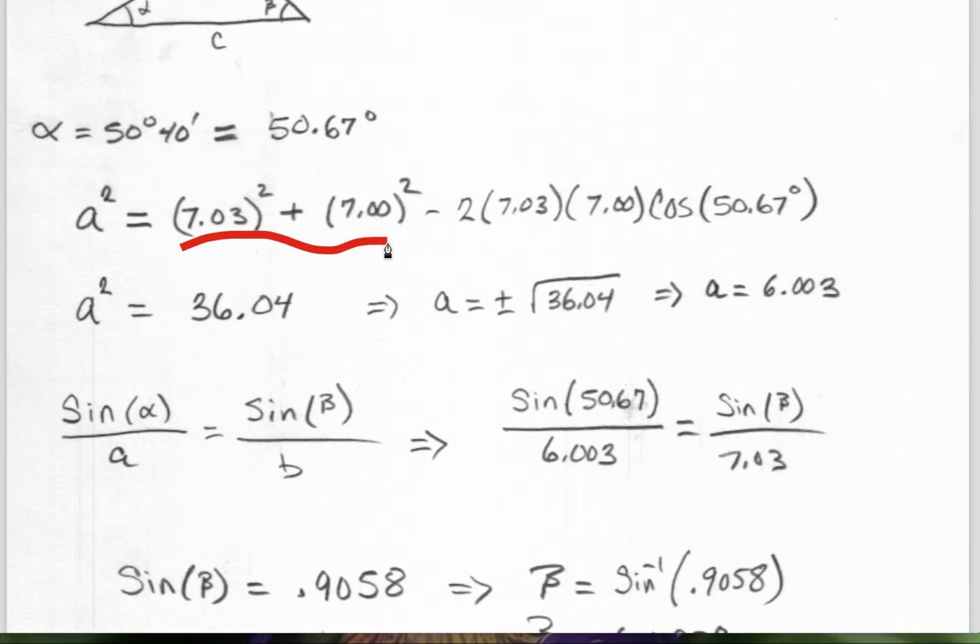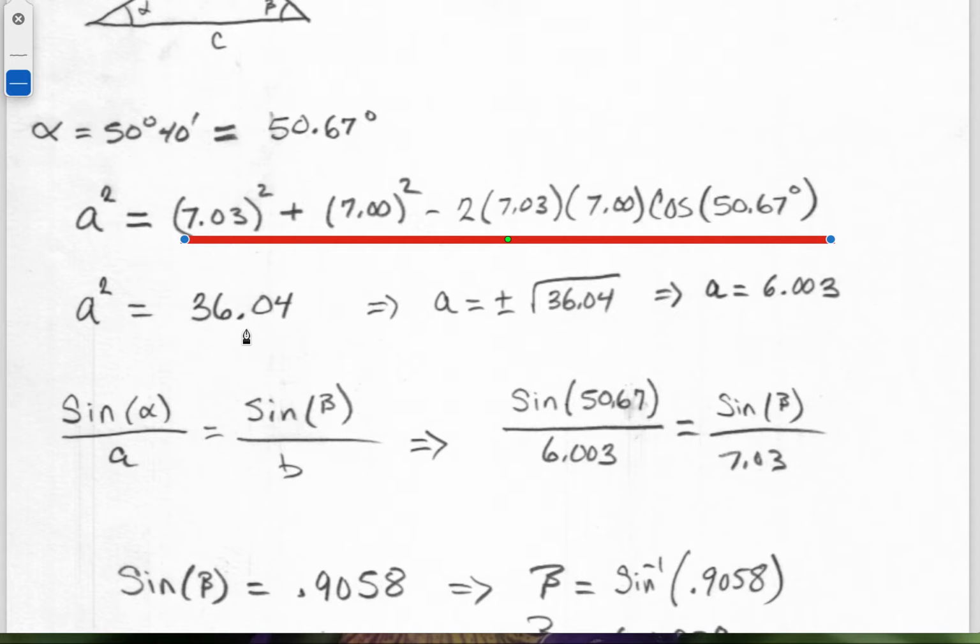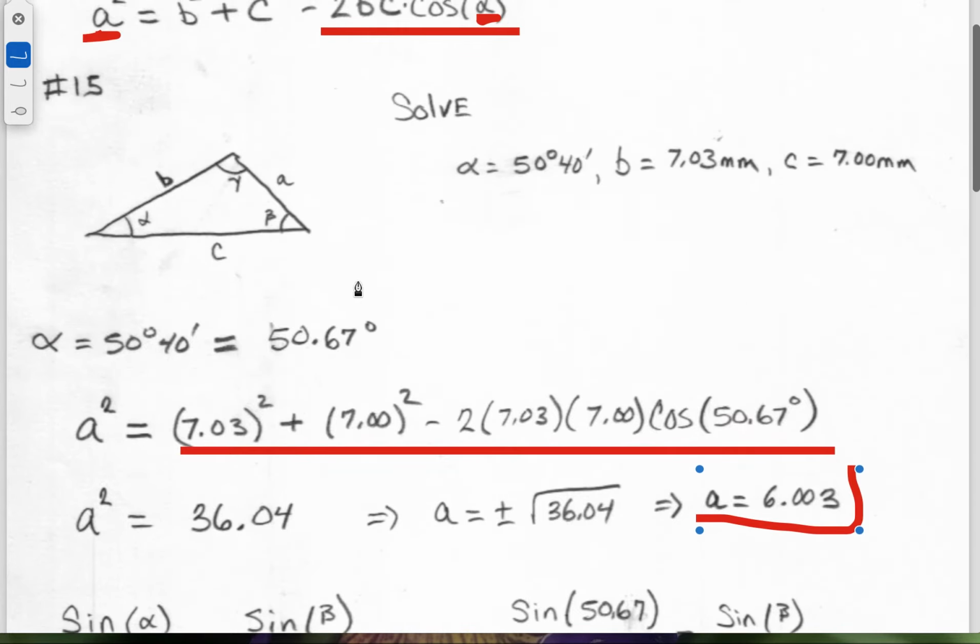This whole right hand side turns out to be 36.04, and so I take the square root of both sides and I get plus or minus the square root of 36.04. Since we're talking about the length of a side, I'm going to use the positive case, so A equals 6.003. So I found this one side. Now I just need to find the other two angles that I don't know. I know this side, this side, and that angle. Those were all given to us. We just found this one, so we have to find these other two angles.